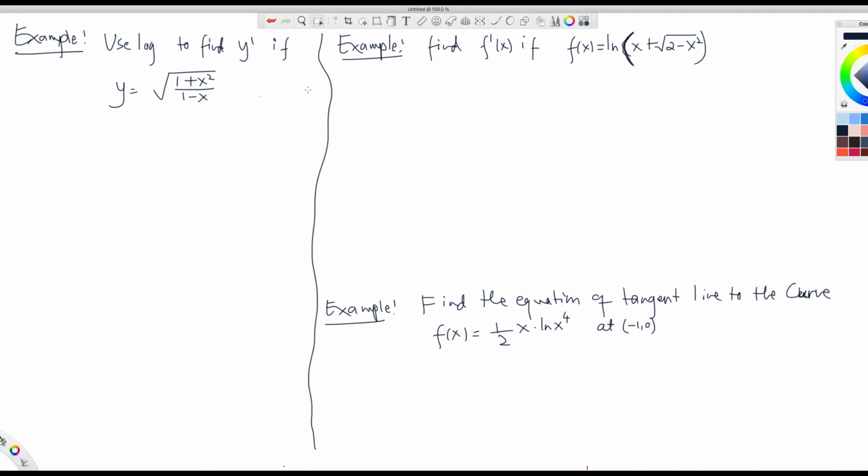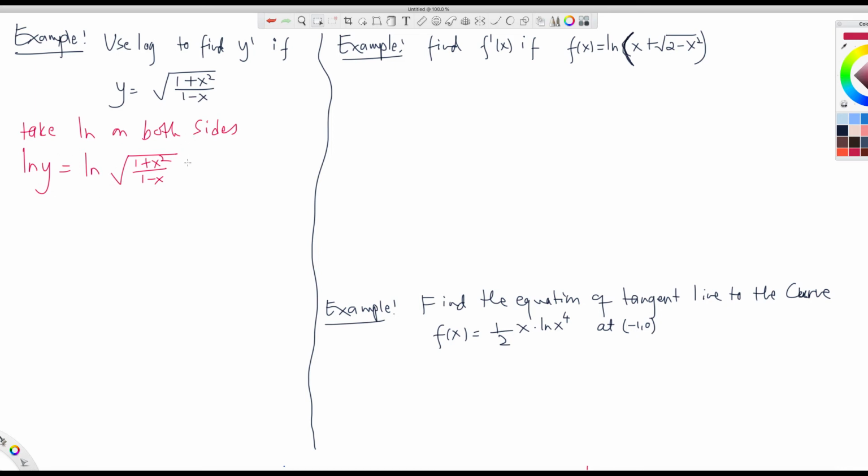Let's take a log, okay? So let us do this problem. Take natural log, ln, on both sides. What do you get? You will get natural log of y equals natural log of root under 1 plus x squared over 1 minus x. I took natural log on both sides to make it easy to find the derivative. I have not found the derivative yet. I want to simplify this first, okay?